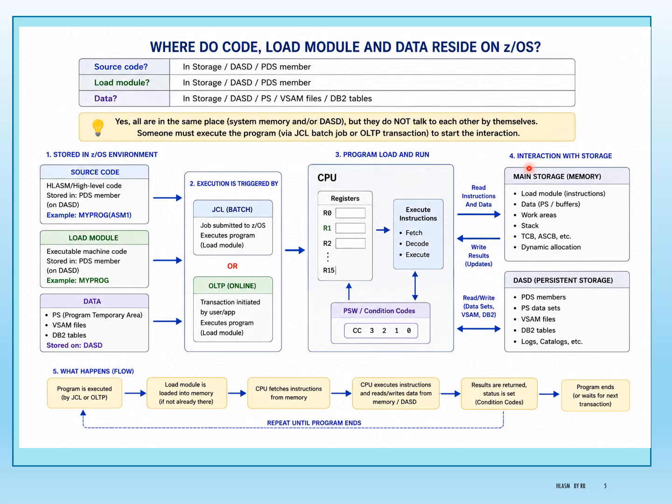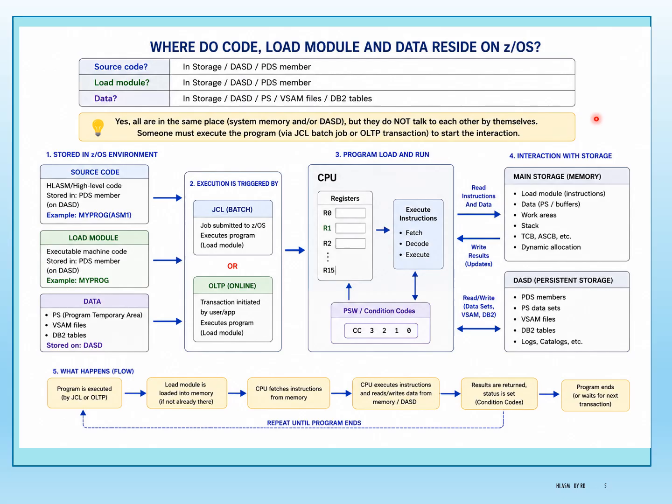The executable code is also stored somewhere, but they don't interact with each other. In fact, they don't even know that the other thing exists, right? The load module is on its own, sitting in some PDS member, and data may be sitting somewhere in a VSAM file or a DB2 file. So all are in the same place, but they do not talk to each other by themselves.